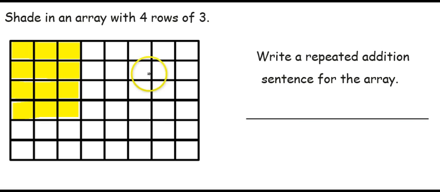In the next problem, I've shaded in 4 rows of 3. So here's my 4 rows, and there are 3 squares in each row. So again, the repeated addition problem could be 3 plus 3 plus 3 plus 3 equals 12. That shows my 4 rows of 3.